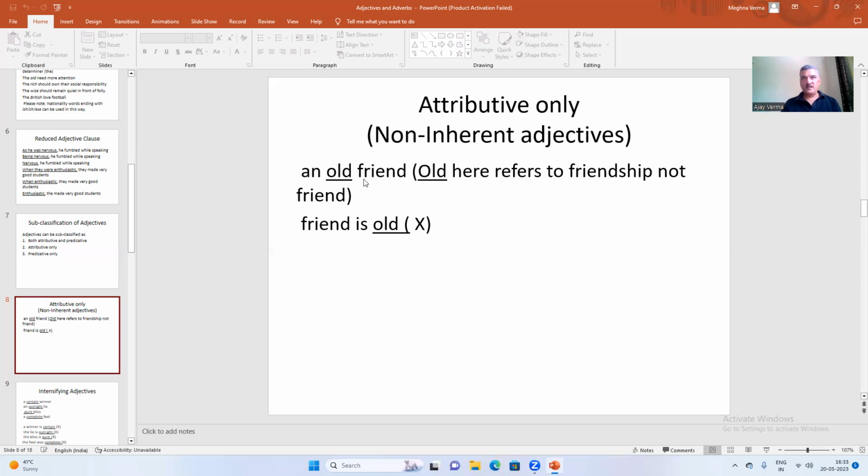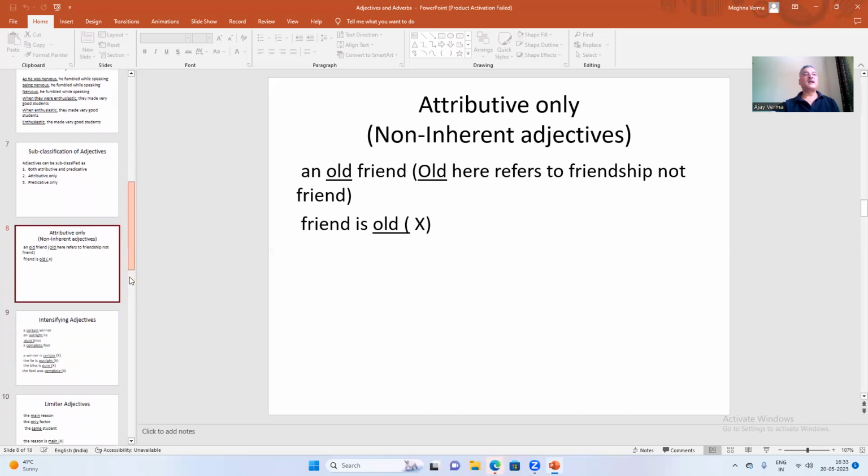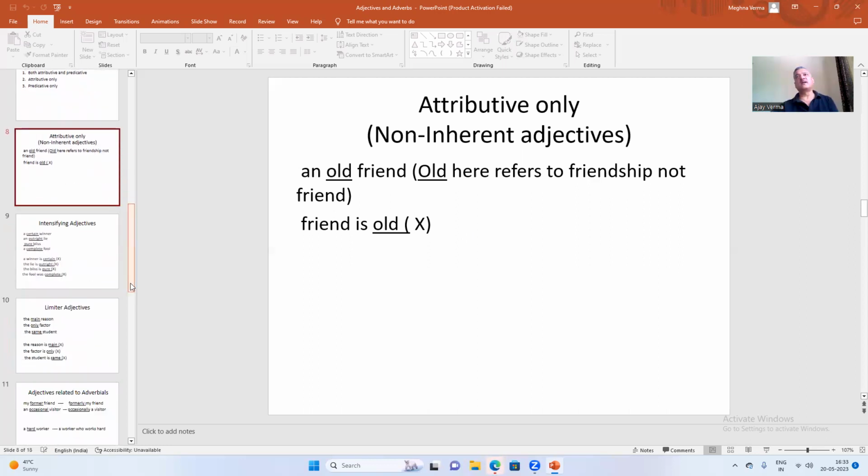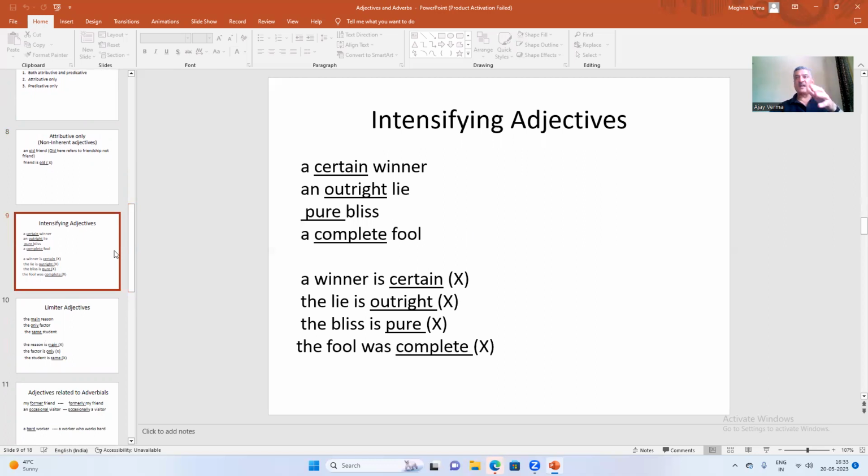For example, just as we used the term old, okay, we can use the term new also. Okay. A new friend, okay, it may not be appropriate to say the friend is new. Okay, because we are not referring to the friend, we are referring to the friendship. So, non-inherent use of adjectives is linked with attributive adjectives. Non-inherent adjectives are attributive, not predicative. Please remember this. We come to the next category of attributive adjectives, which is intensifying adjectives.